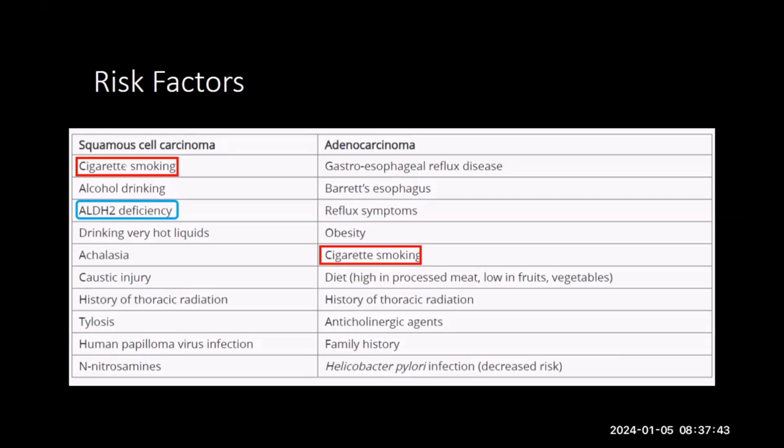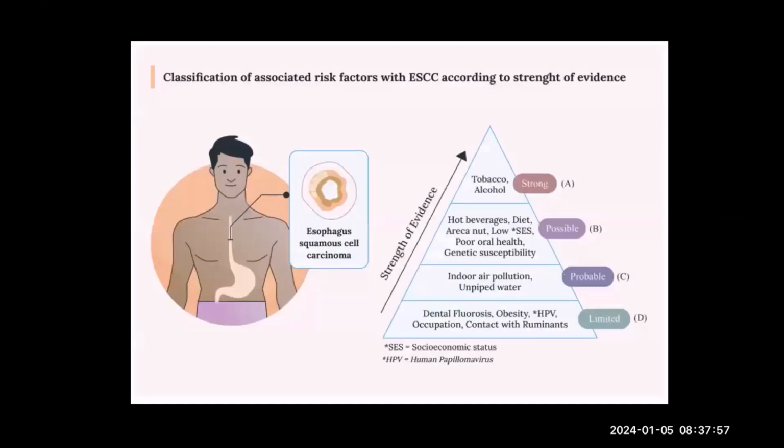If you look at the risk factor profile in adenocarcinoma, it is GERD, Barrett's esophagus, reflux symptoms, and obesity. These are more commonly seen in high-income countries and more towards the West. Since the major histological subtype that we'll be dealing with in our clinic is squamous cell carcinoma, I'll go ahead and look at the data on those risk factors.